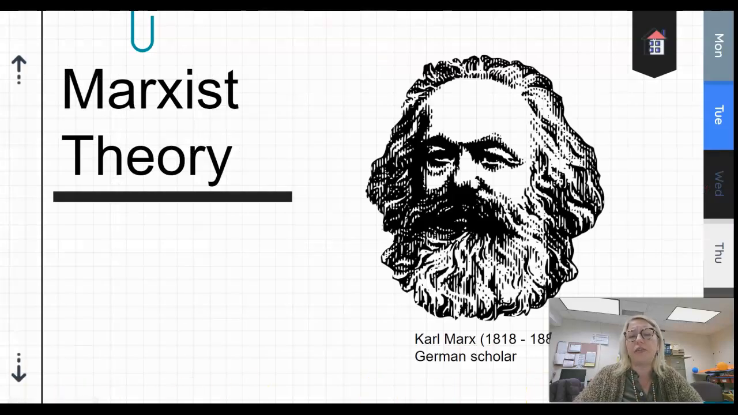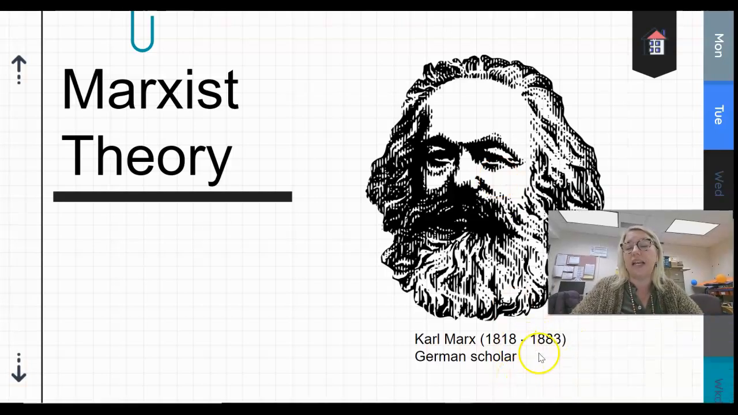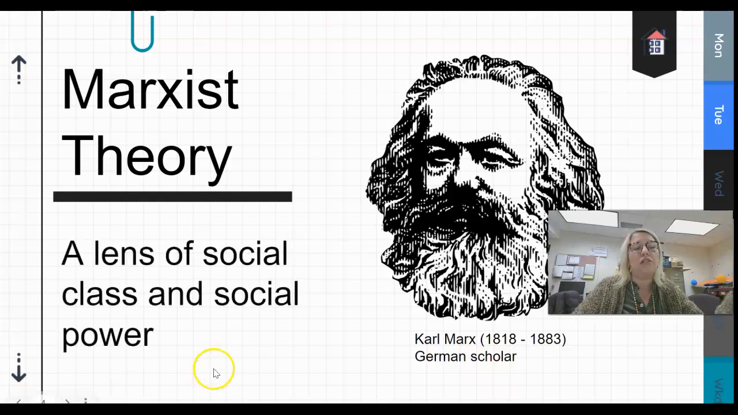First of all, Marxist theory comes from this guy, Karl Marx. He was a German scholar, and he lived from 1818 to 1883. My guess is you've heard him before. You've heard that name, Karl Marx, or Marxist, or Marxism. In the 1800s, he came up with an idea that everything we're doing is based on how much money we have and how much power we have. And so this is a lens of social class and social power.